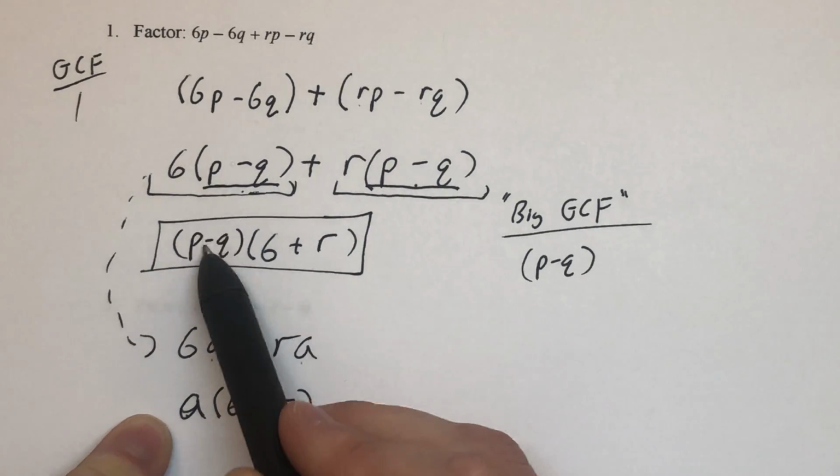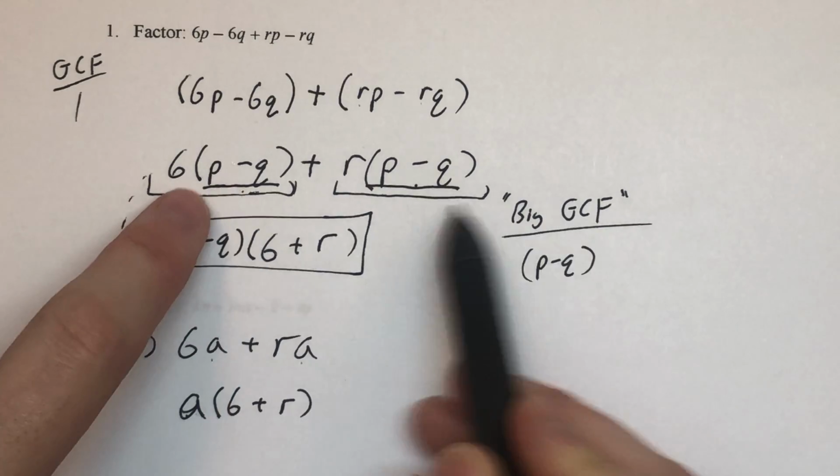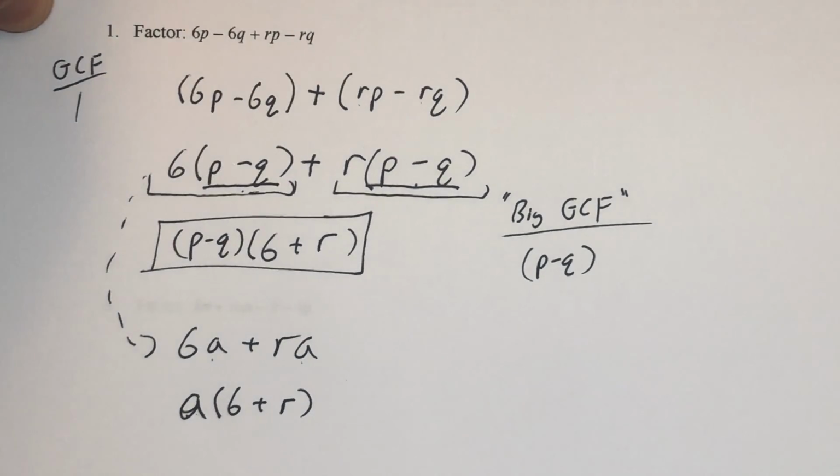That's why this works. That's how this step gets to this step. You are doing nothing more than a quick GCF of this big binomial. So let's take a look at a couple more examples here.